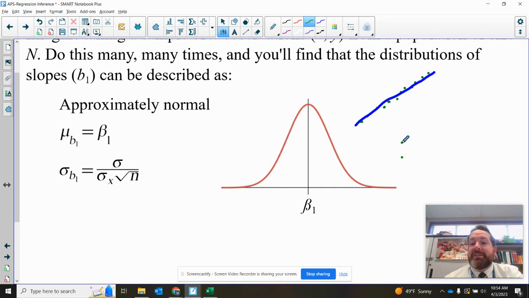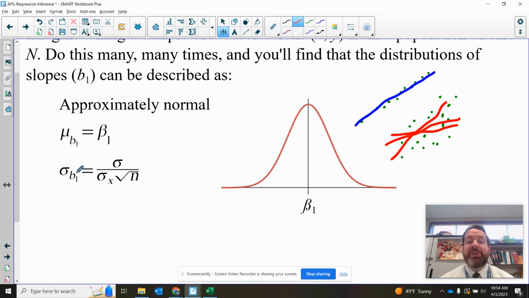However, if your points are super spread out, then again, there are different possibilities that could possibly make some sense. You're going to have more variability in what you get as your sample slopes as you work through. So that's the structure of this formula.